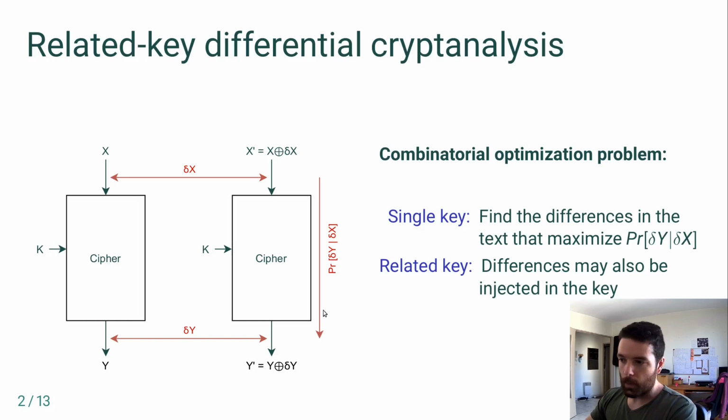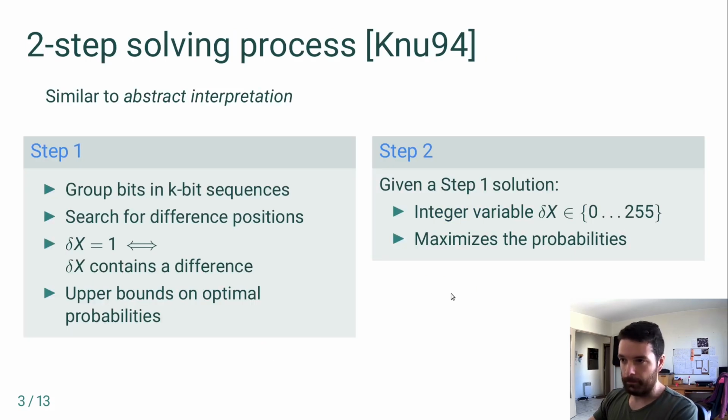And to attack the cipher, what we want to find is some tuple delta Y and delta X, so that the probability of having delta Y given delta X is maximized. And there are two kinds of attacks we can do with that. We can do what we call single key, so we are only allowed to inject differences in the plaintext, and we have the related key attack, in which we can also inject differences in the key.